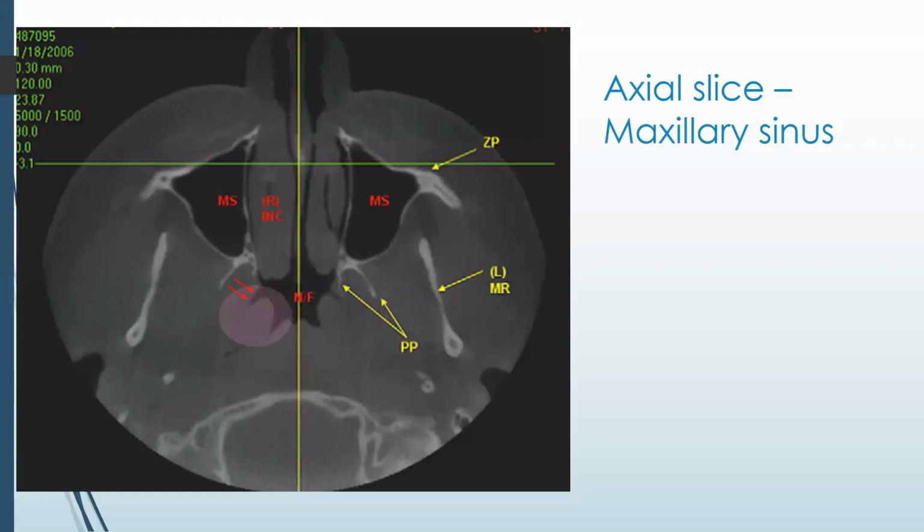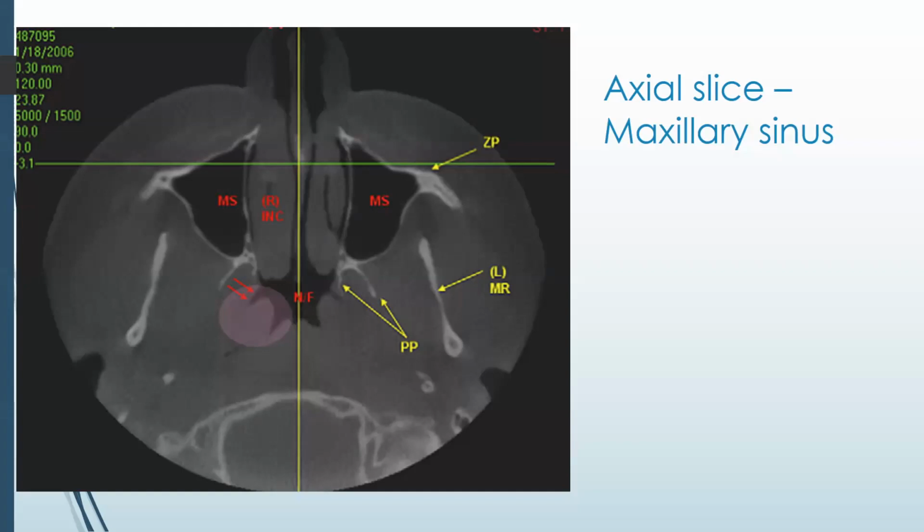At the level of the maxillary sinus. So what is ZP now? Anyone can open your mics and let me know. Zygomatic process. Very good. And MR? Mandibular ramus. And this is the pterygoid plates. That is the medial and the lateral pterygoid plates.